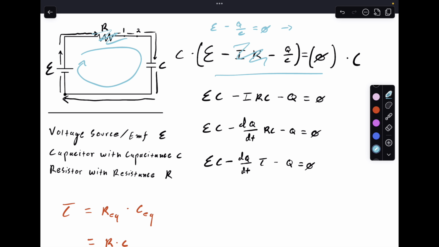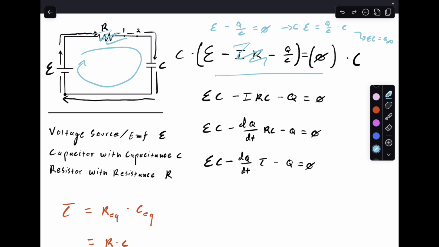And if I do some rearranging with algebra, I get epsilon is equal to Q over C. And if I multiply C by both sides, you'll notice I get epsilon C is equal to Q infinity.